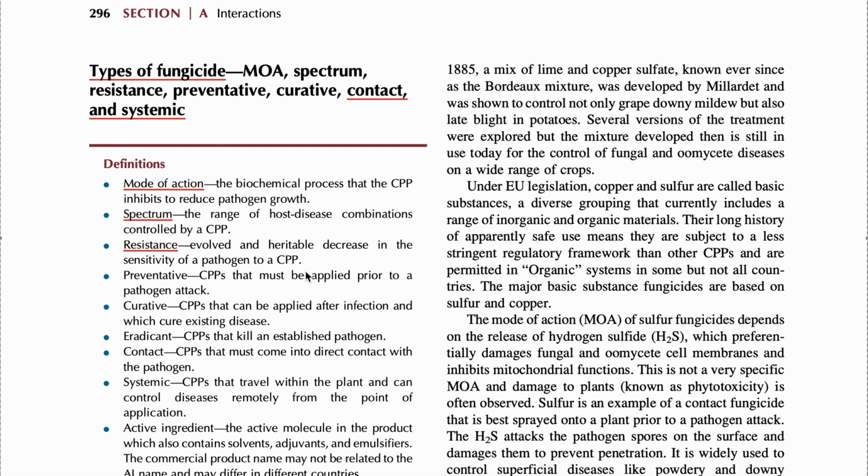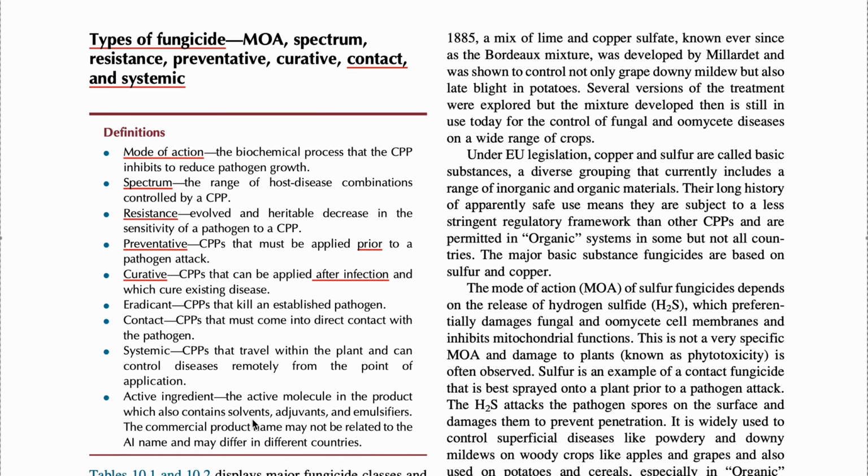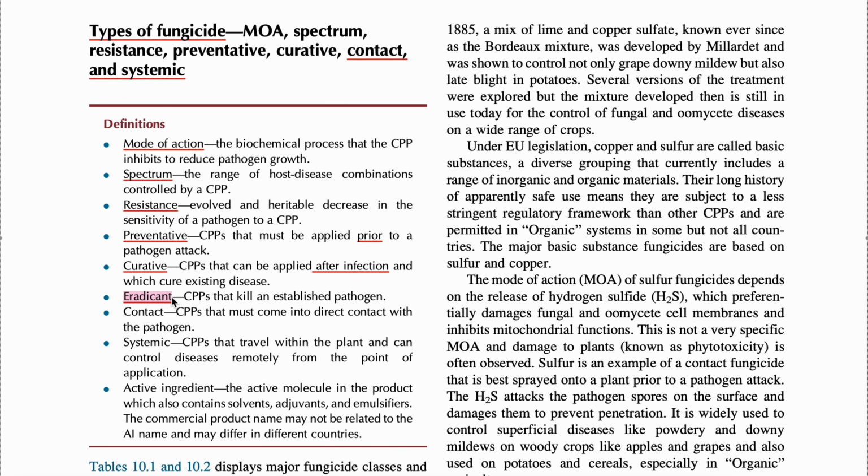So resistance, you know, obviously. Preventive is a term you can use for chemicals that are applied prior. Preventive means prior, curative means after, that is applied after the infection. The next is eradicant. Eradicant we have seen in the last session also. Eradicant means they have an established pathogen and they want to kill it or eradicate it.